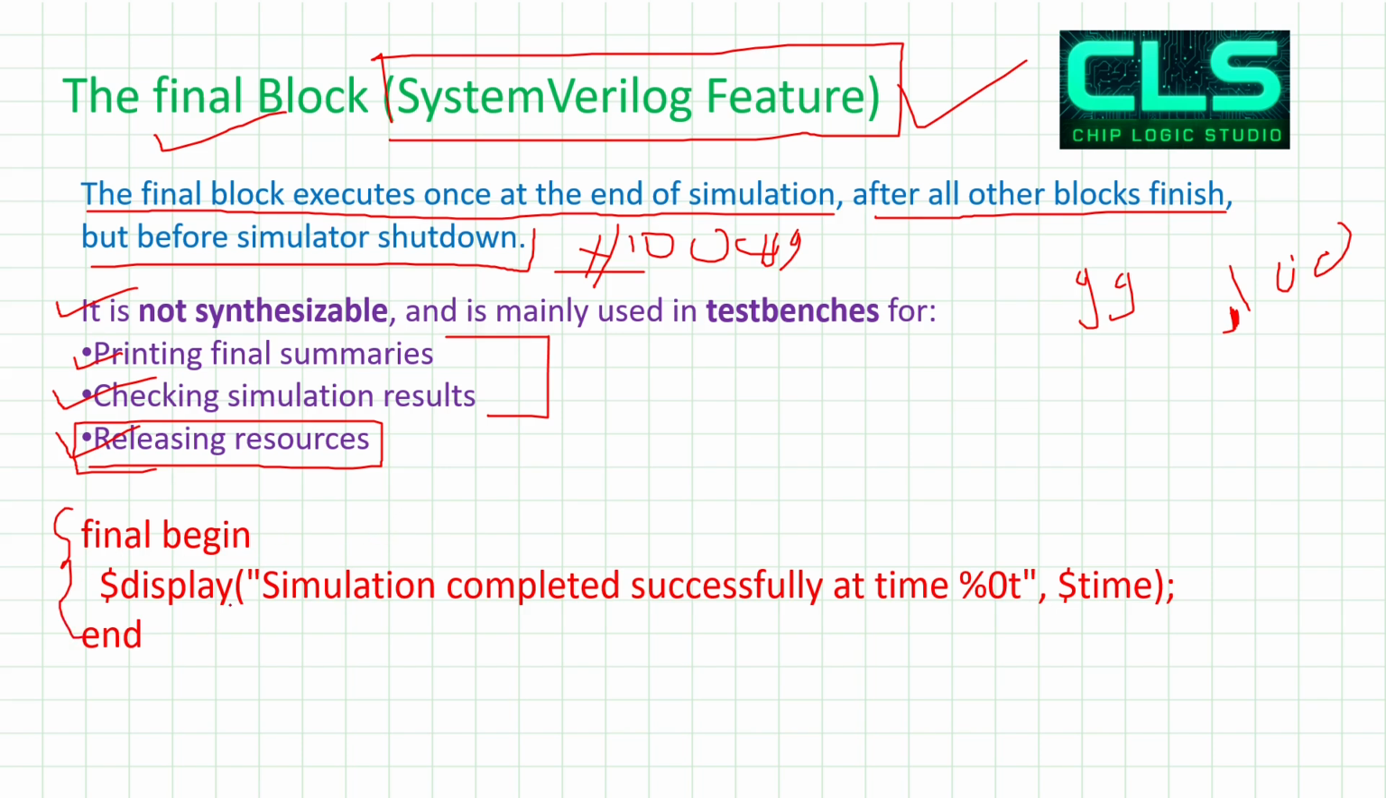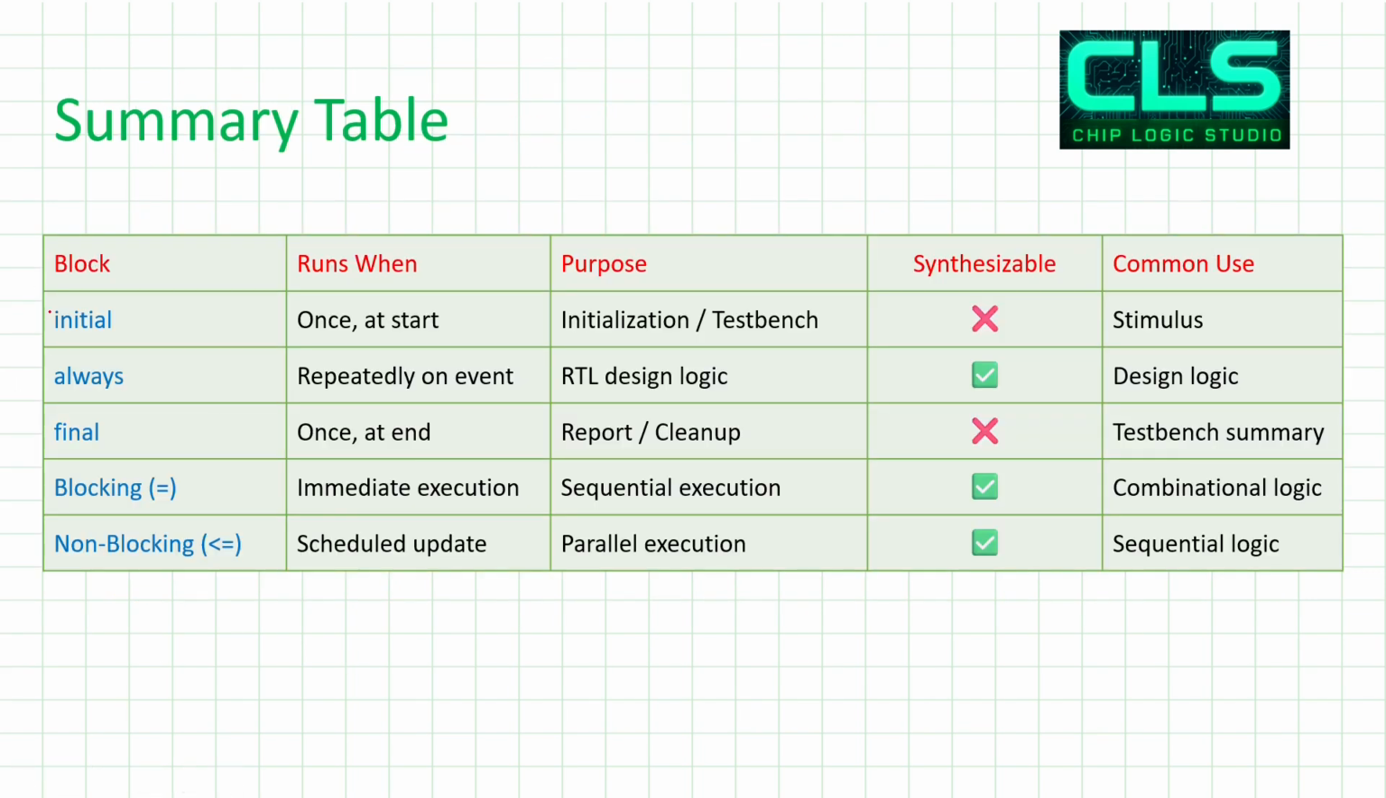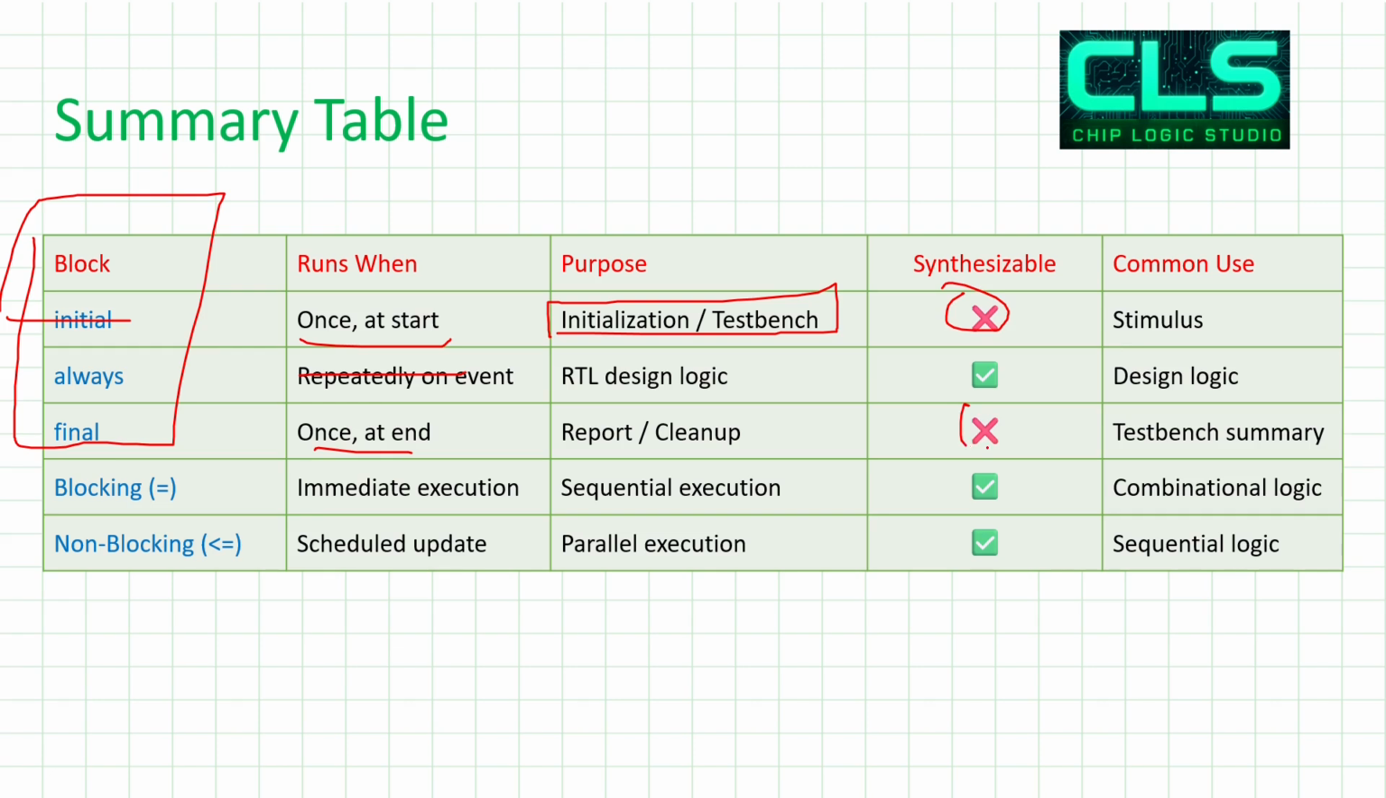So this is our simple syntax for a final block: begin, and you just print the value of time, at what time the final block is executed. You can run this code. Let's see one summary of all the blocks. These are our main procedural blocks: initial runs once at the start, final runs once at the end, and always runs repeatedly at events. Initial is mostly used in our test bench. Initial and final blocks are non-synthesizable, while always is for RTL design logic.